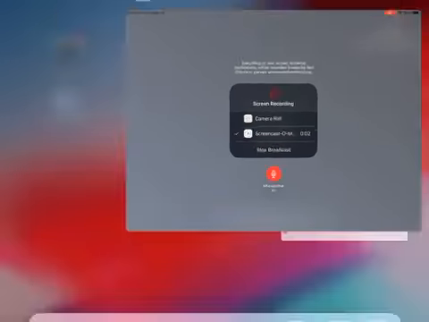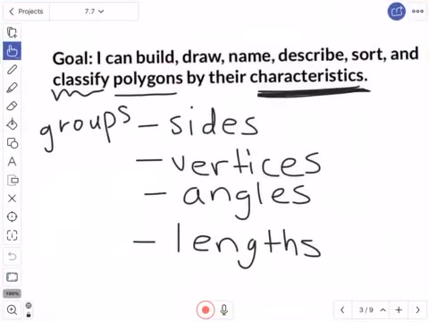Hello everybody, here for your next math lesson, and we are going to be doing Unit 7, Lesson 7. Going to read our goal. You can read it with me at I Can Build. Ready? I can build, draw, name, describe, sort, and classify polygons by their characteristics.